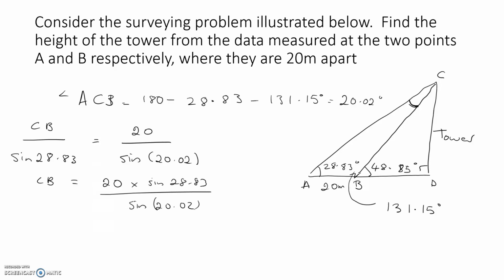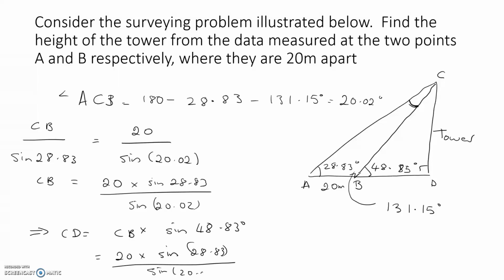Now if we work that out straight away, our answer is going to be a little bit inaccurate, so we can leave our answer in there and go on using right-angled triangle methods to say that CD is equal to CB times the sine of 48.83 degrees. Now CB is what we already found. Multiply that by sine 48.83, and we get the approximate answer of 21.21 meters.